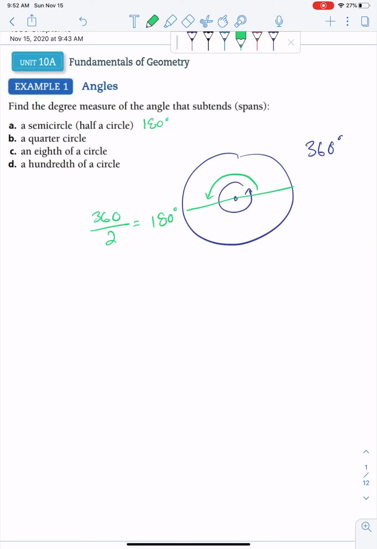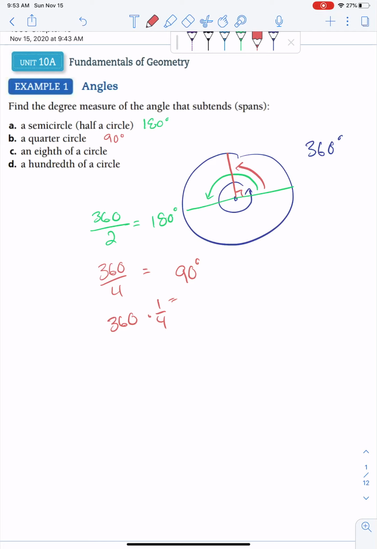A quarter circle, again, instead of going all the way around the circle, I'm only going a quarter of the way. So I'm going to stop right here. So if I take 360 degrees, and a quarter is breaking it into fourths, I can either divide by 4, or I can take 360 degrees and times it by a fourth. Either way, I'm going to get the same answer. I'm going to get 90 degrees. Okay? And that's one that we should have memorized at this point in our life. Most of you know that a quarter circle is about 90 degrees.